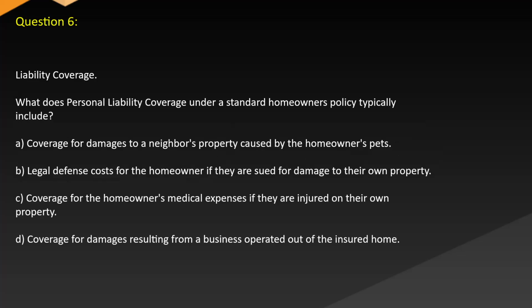Question 6. Liability coverage. What does personal liability coverage under a standard homeowners policy typically include? A. Coverage for damages to a neighbor's property caused by the homeowner's pets. B. Legal defense costs for the homeowner if they are sued for damage to their own property. C. Coverage for the homeowner's medical expenses if they are injured on their own property. D. Coverage for damages resulting from a business operated out of the insured home.